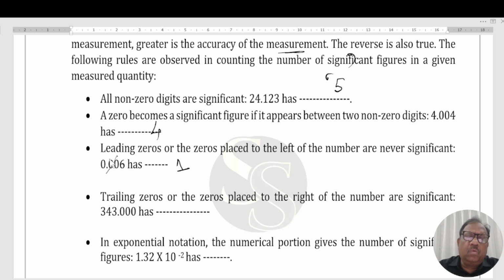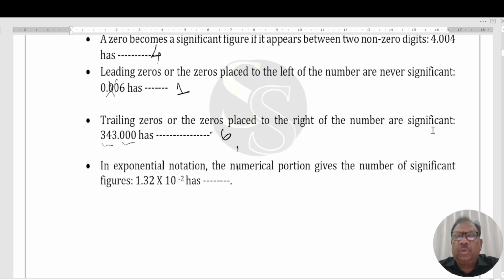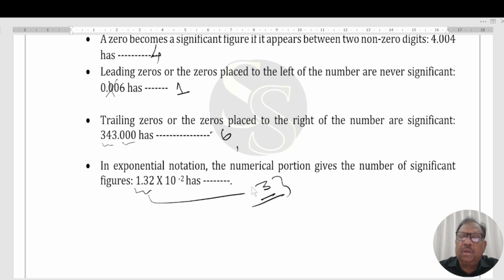ये count नहीं होंगे. Next, trailing zeros placed to the right of the number are significant figures. Means 343.000, यानी 3 और 3, so total number of significant figures is 6. In exponential notation, the numerical portion gives the number of significant figures. In this case, power minus 3, minus 4, 5, 1.32 means this has 3 significant figures. Right? Next question.